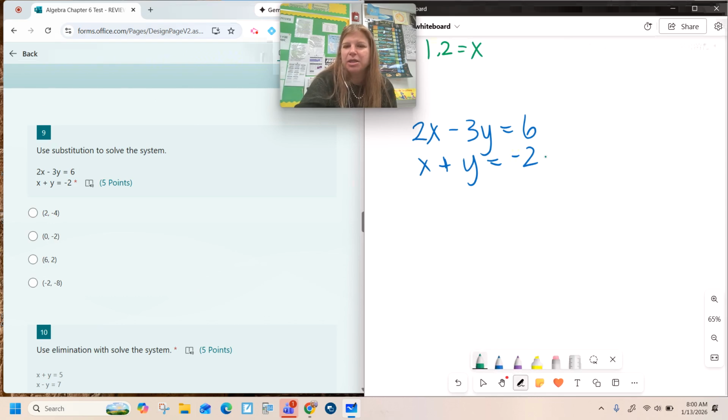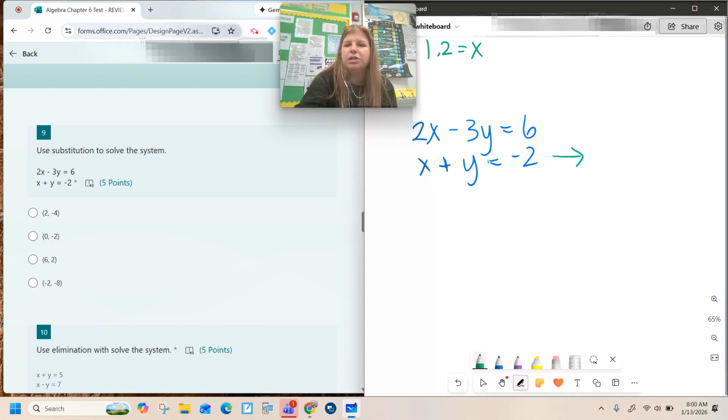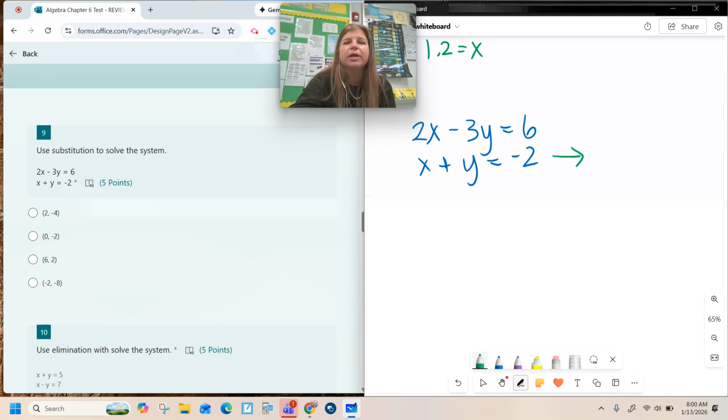I could get x or y by itself, but it's not going to be as clean as looking at the second equation. Notice the second equation, it's going to be really easy to get x by itself, or very easy to get y by itself. And it really wouldn't matter which one you do at all. I'm going to choose to get y by itself just because I like y equals, which means I'm going to subtract x on both sides. So this would then become negative x minus 2.